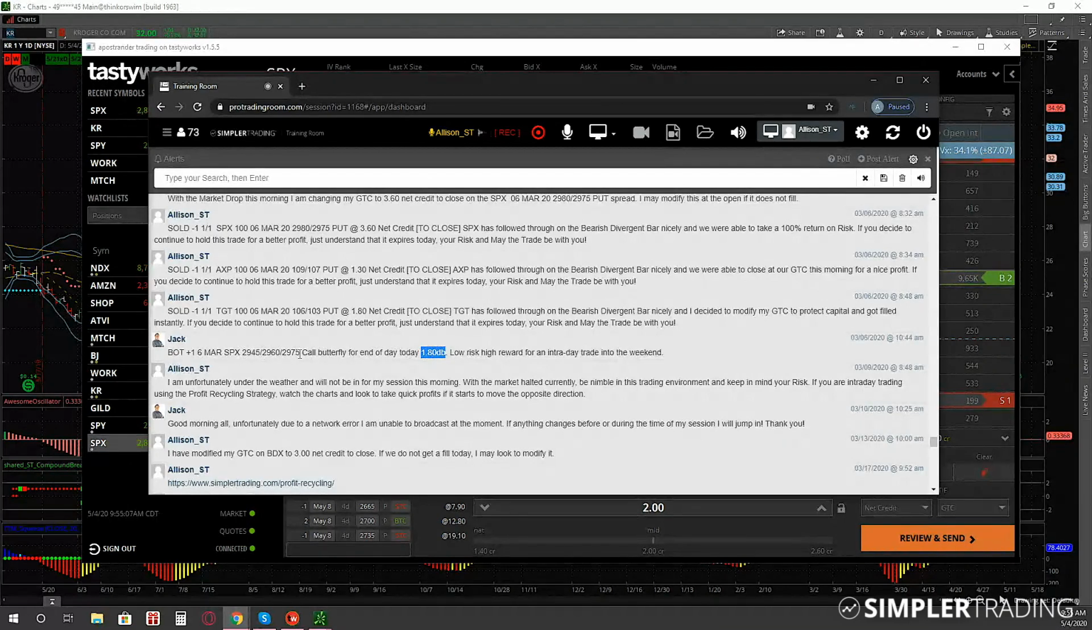If it's a standard butterfly, it's typically opened for a net debit, right? As we've discussed in that video. So he's buying to open the trade for today. He's also mentioning in his notes that it's a low risk, high reward for an intraday trade into the weekend. So there are a few clues there, right? It's a low risk, high reward. So he's talking about how the setup of the trade works. That typically means he's going to be opening it, another clue there. And also notice how he's saying for an intraday trade.